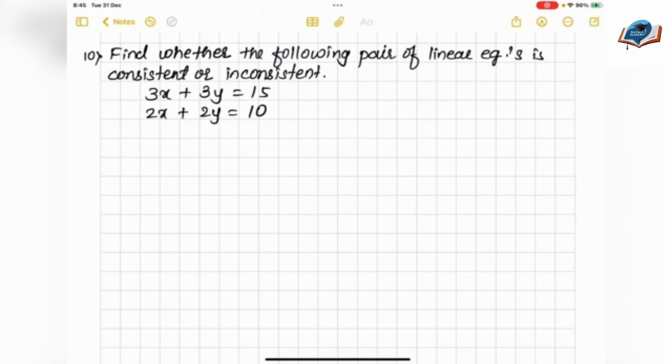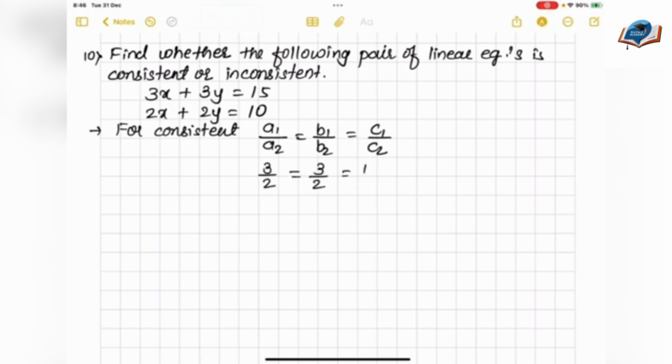Now the next question says find whether the following pair of linear equations is consistent or inconsistent. So for consistent, a1 upon a2 should be equal to b1 upon b2 should be equal to c1 upon c2. So now here if I do, 3 upon 2 equal to 3 upon 2 equal to 15 by 10. So 5 twos are and 5 threes are. So all the three are equal. So therefore the equations are consistent.